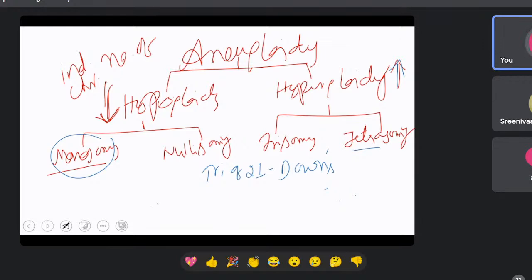Hence it is called Down syndrome. Here the individual has a mongoloid face, the IQ is less, and there is so much physical and mental retardation, and such a disease resulting in a mongoloid face is called mongolism. This is called mongolism.